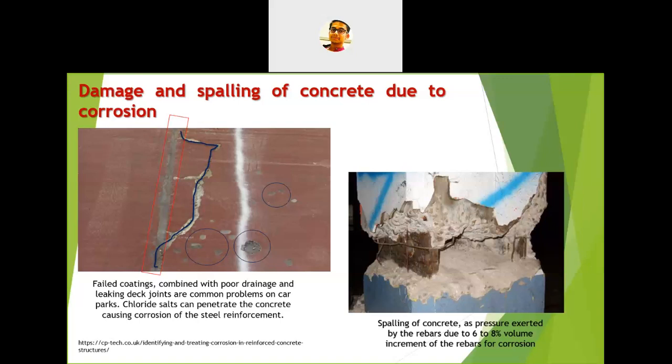In the case of the right side picture, this is a composite type of column. They have used some steel I sections. It's a composite column. So here also you can see how the concrete is falling out due to this corrosion pressure. That is the same type of thing we have seen in the case of the beam in the earlier slide. You can see the falling of concrete due to this 6 to 8% volume increment. So finding out the root cause is quite important, and these are some examples of the cracks and spalling of concrete due to corrosion.